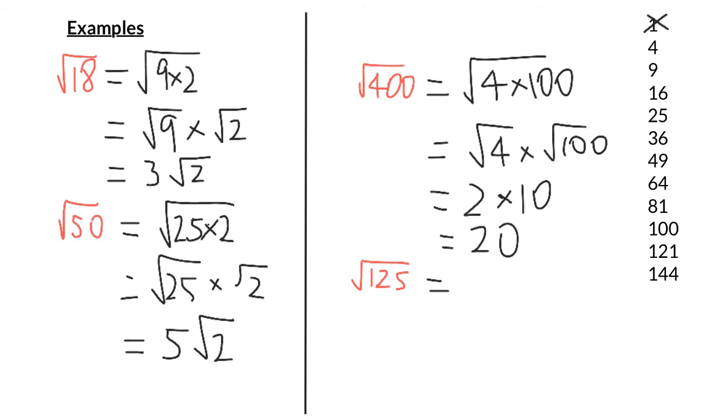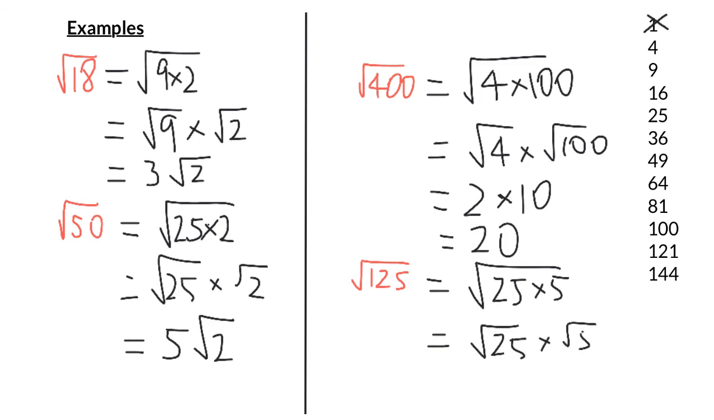Look at my factors. I don't have 4, I don't have 9, I don't have 16, but I do have 25. Now 125 is 25 times 5, so I've got the root of 25 times 5. 5 is a prime number, which is a really good spot to be in, which is the root of 25 multiplied by the root of 5, or 5 root 5. It's a coincidence here that we've got 5 root 5. That's only because 125 is 25 by 5.